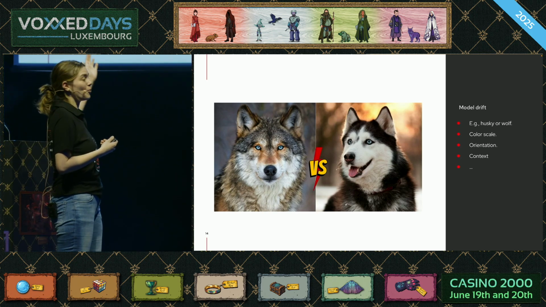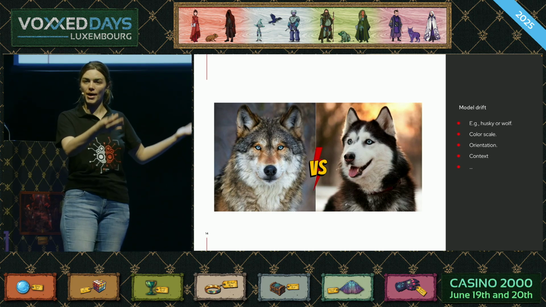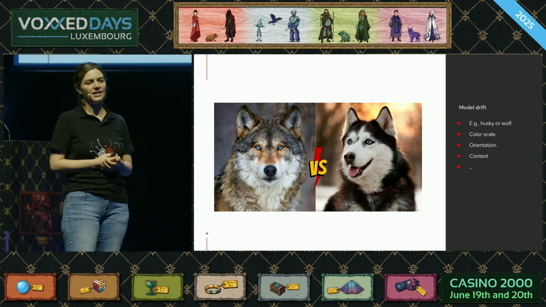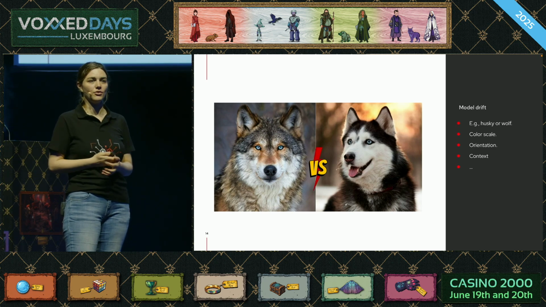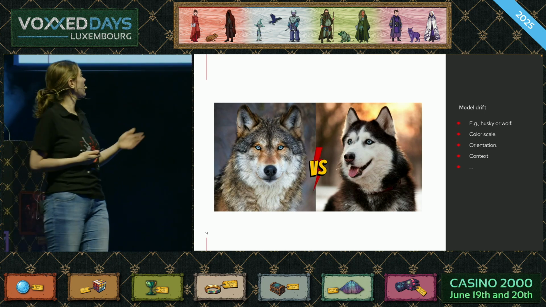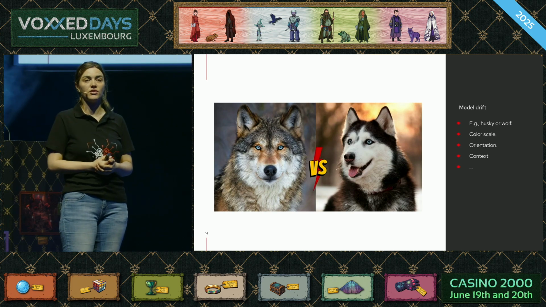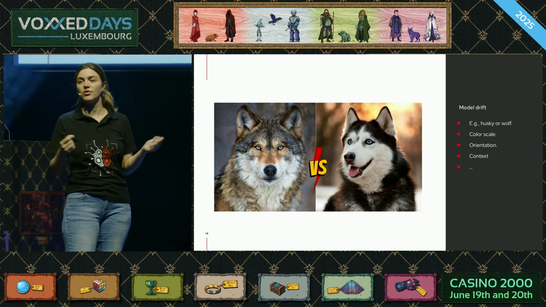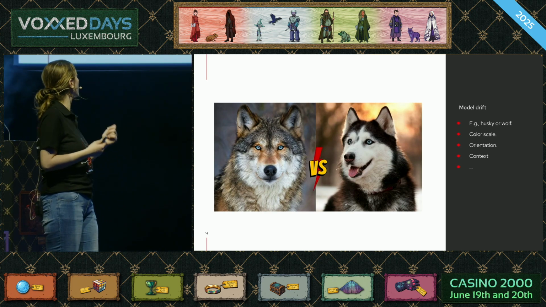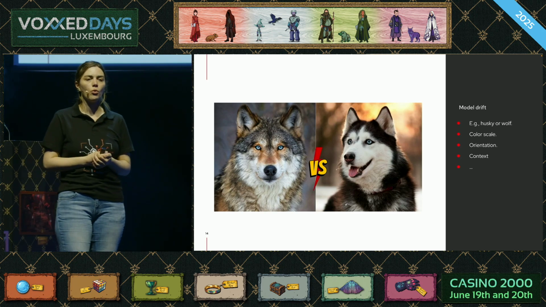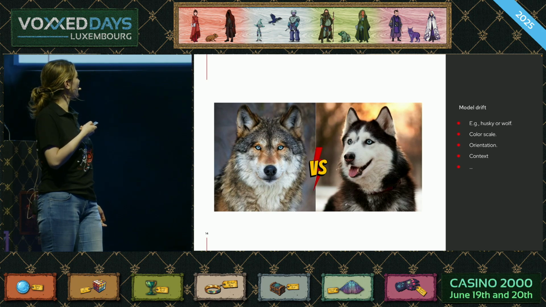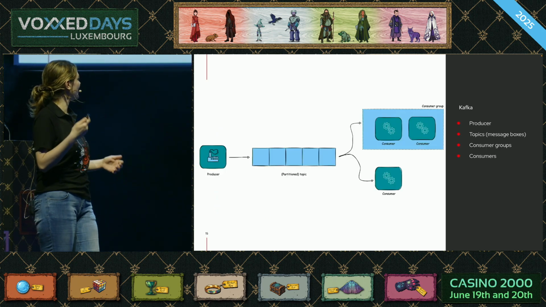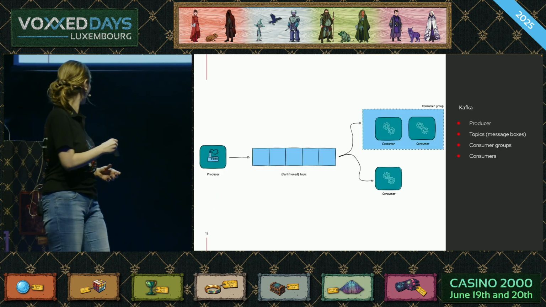So every time it saw a wolf, which also had some snow in the background in the picture, it would mislabel it. So that's a very interesting use case, and that's the classic example of model drift. You can have different types of model drift, so color scale, orientation, or context. So here we go. Let's go to the next slide, and my colleague will talk to you about Kafka.